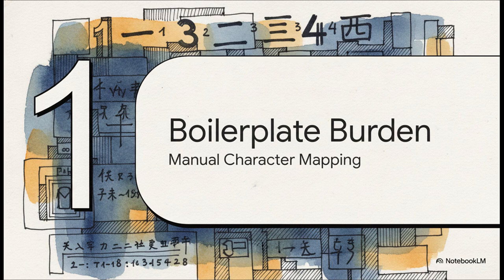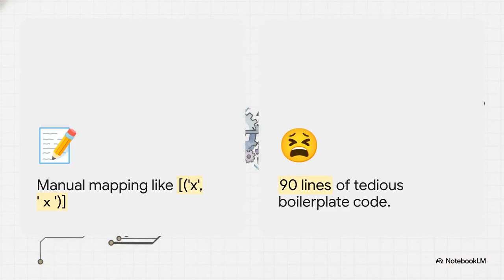Section 1, the boilerplate burden. So the original author ran into this highly specific problem when converting Chinese numerals in chapter numbers into digits. To do this, you basically have to map standard characters to their full-width equivalents. Initially, the developer just mapped every single character manually. So a standard X maps to a full-width X, standard Y to a full-width Y, and so on. Sure, initially this is incredibly explicit, you know exactly what is happening. But apply this to the entire alphabet and all the common symbols, and you end up with 90 lines of manual character mapping. It becomes incredibly noisy and an absolute nightmare to maintain. It is the classic boilerplate trap.